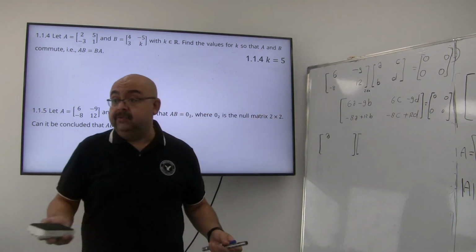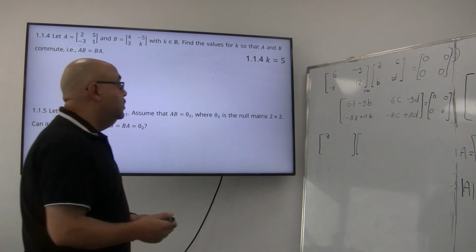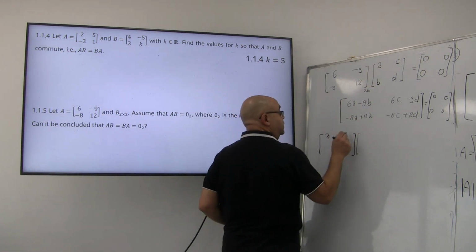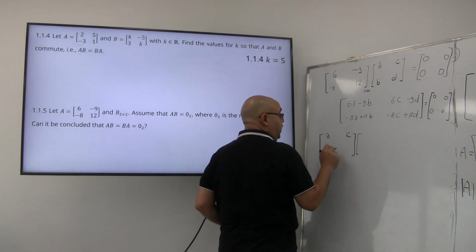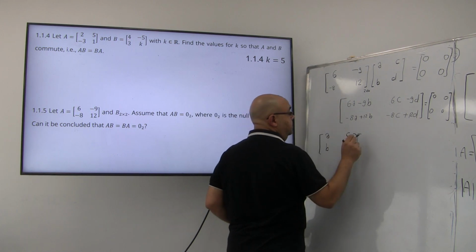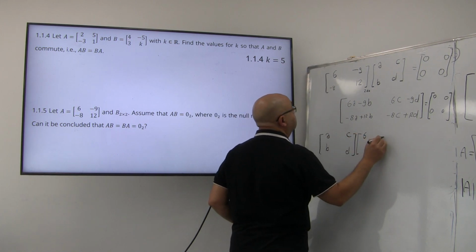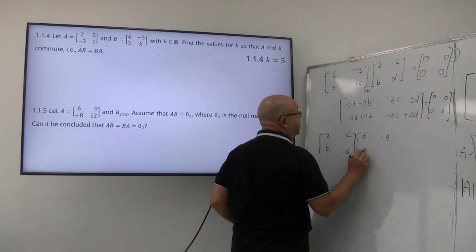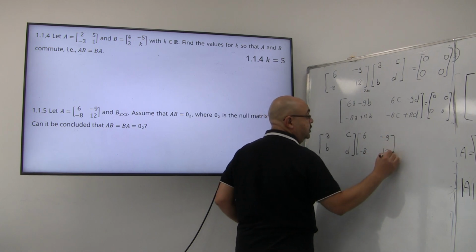So of course, it's exactly the same matrix. So it's A, C, B, D, and it's times 6, negative 9, negative 8, then 12. Start multiplying.